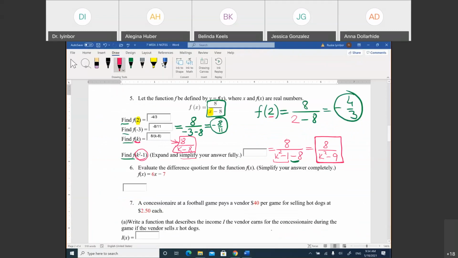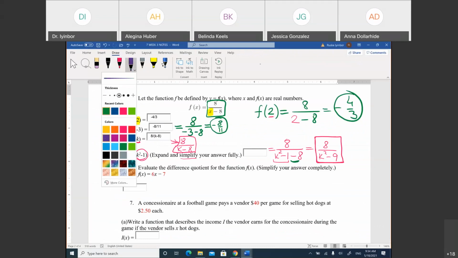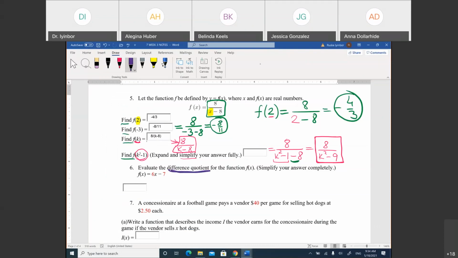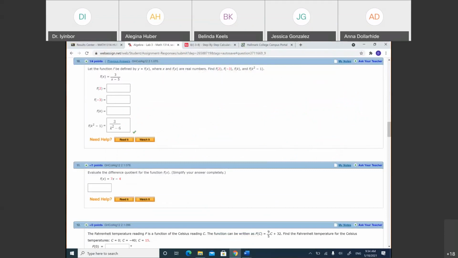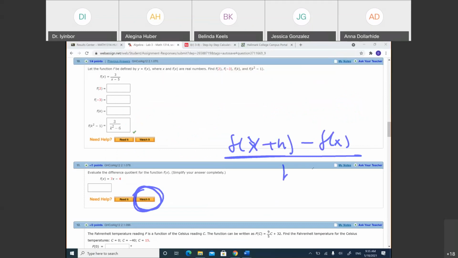Okay? Going to the next one, which is number 6, it says find the difference quotient. Difference quotient, it's a formula to find that, and the formula is given here. If you watch the video, this is exactly like number 11, see difference quotient. You can see how the formula works. The formula is f of x plus h minus f of x, everything over h. And you simplify all this, plug it in using this function here.